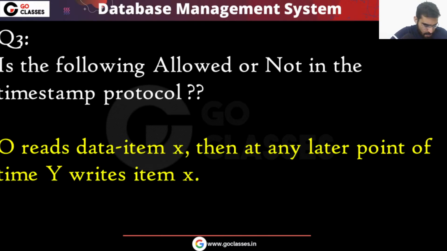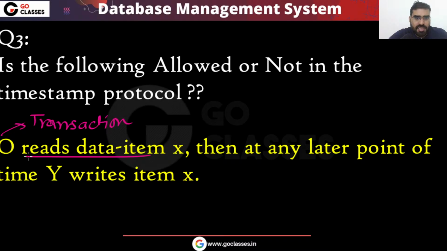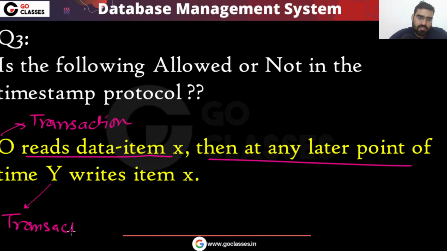What about this question? Question number 3. Tell me the answer for question number 3. Is this allowed or not? Another simple question. Remember, this is the oldest transaction. Transaction O reads data item X. Then at any later point of time, transaction Y writes item X. Tell me, is this allowed?